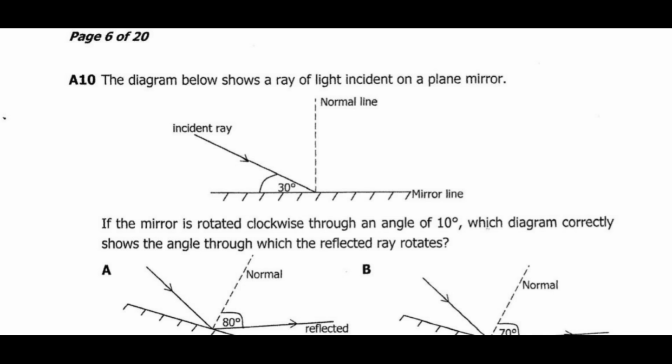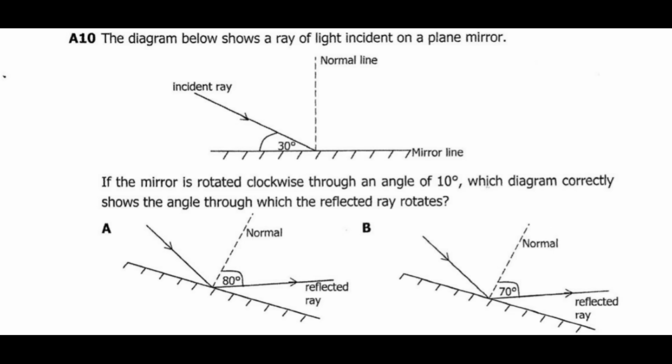Okay, so now we move on to question 10. The diagram below shows a ray of light incident on a plane mirror. So incident ray, normal line, mirror line. If the mirror is rotated clockwise through an angle of 10 degrees, which diagram correctly shows the angle through which the reflected ray rotates? Now, this rotation has nothing to do with the angle of reflection and angle of incidence.